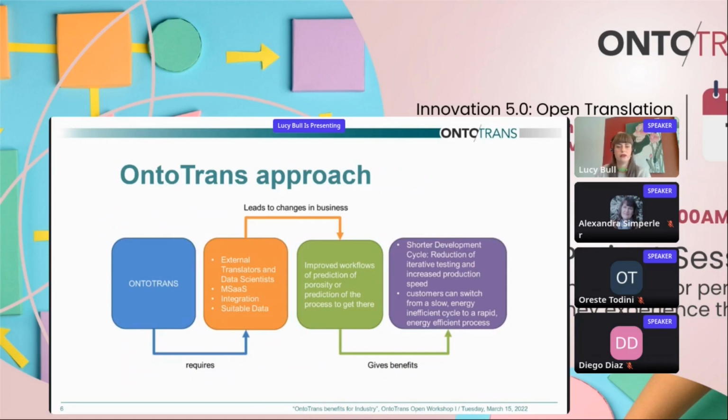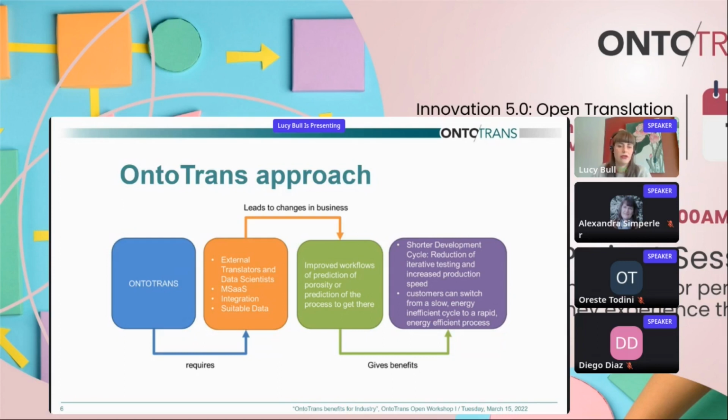OntoTrans requires an industrial need or challenge, or an innovation case, if you like, such as reducing the porosity of composites made from our prepregs. It needs translators who could either be a trained member of Composites Evolution, or an external translator, someone that we would subcontract to. And OntoTrans needs good data and integration. And this leads to improved workflows to predict porosity based on certain input data, or it could be a prediction of the input data based on the resultant porosity.